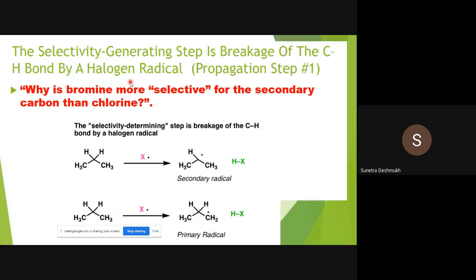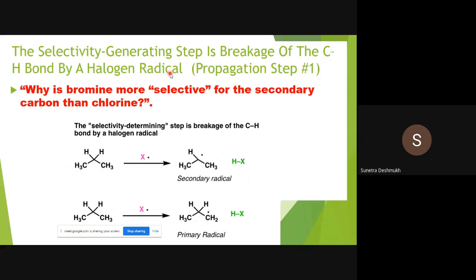the selectivity-determining step is the breakage of the CH bond, homolytic breakage of the CH bond by a halogen radical. First is the initiation stage, and you are now quite familiar with it. The initiation stage is nothing but the generation of Br dot or Cl dot from Br2 or Cl2. Once you have Br dot or Cl dot, you can use that for the next propagation step. In the propagation step, we divided it into a first step and a second step.